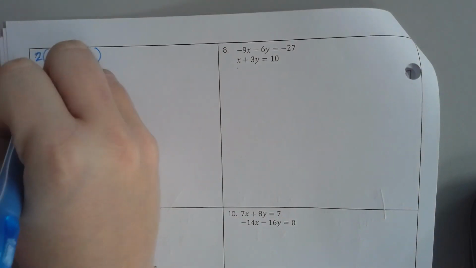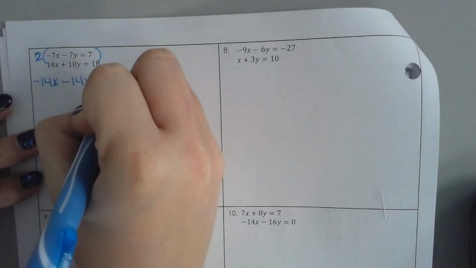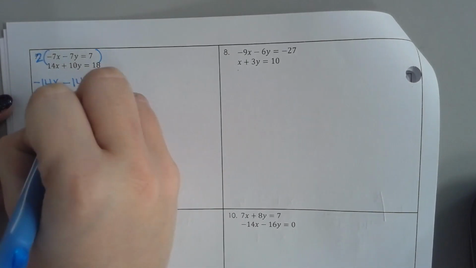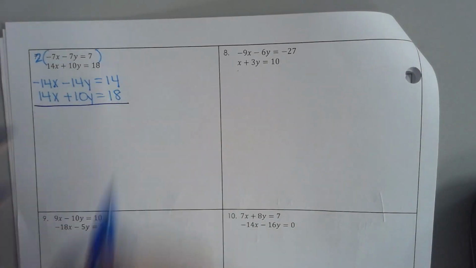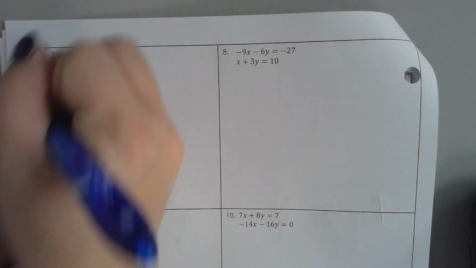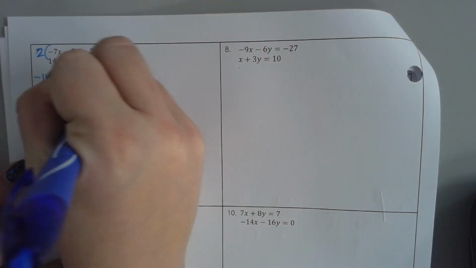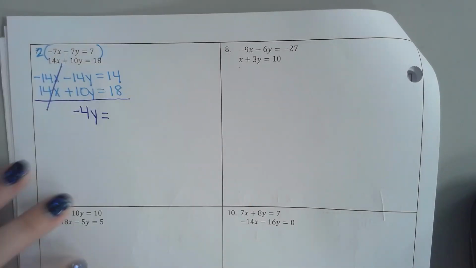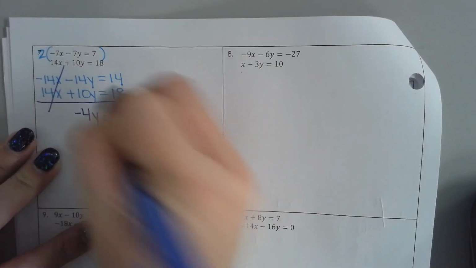So -14x minus 14y equals 14. And then the bottom one we left the same. And so I can cancel out my x's. What's -14 plus 10? -4. -4y equals 14 plus 32. And then if I divide both sides by -4, I get y equals -8.